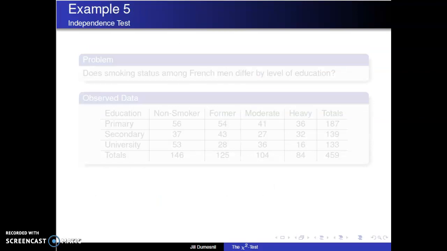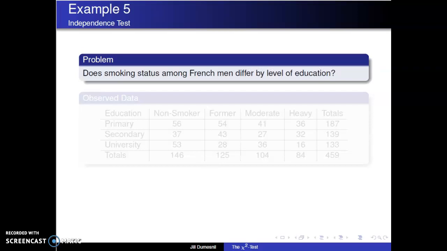You've probably seen enough examples to have a general idea of how chi-square tests work. However, to illustrate the independence test with categorical variables taking on more values, let's look at one final example. We know that smoking status among American men differs by education level, but Europeans may not experience the same issue. Does smoking status among French men differ by level of education?